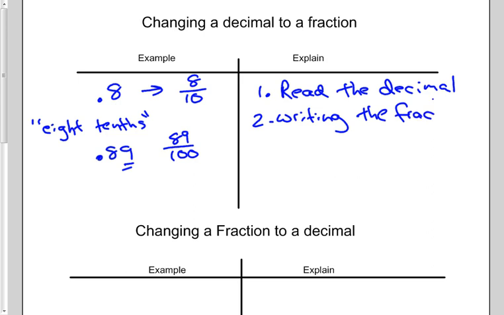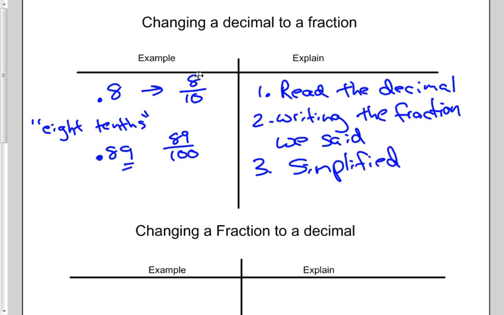Now, a really important piece of this is to simplify your fraction also. So let's go ahead and go back to do that. So we'll write step 3 is to simplify. You never want to leave it like this if it can be simplified. So 8/10 I can divide by 2, and get 4/5. Now 89 hundredths, that is simplest form, so we are finished.